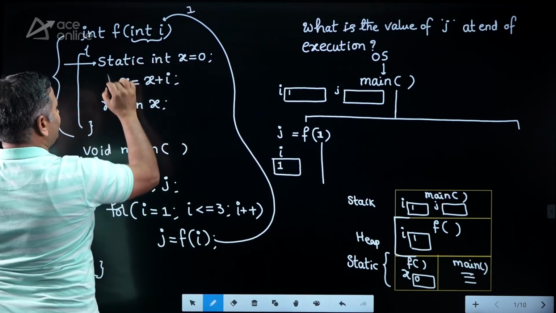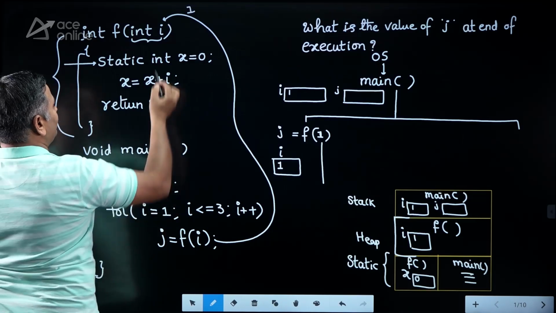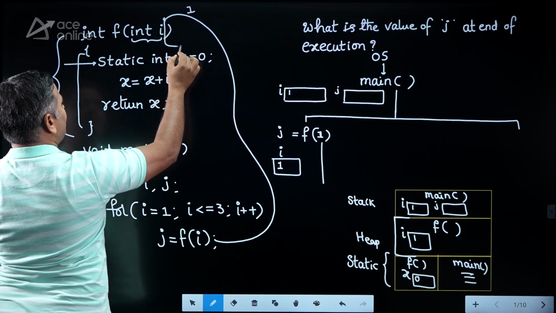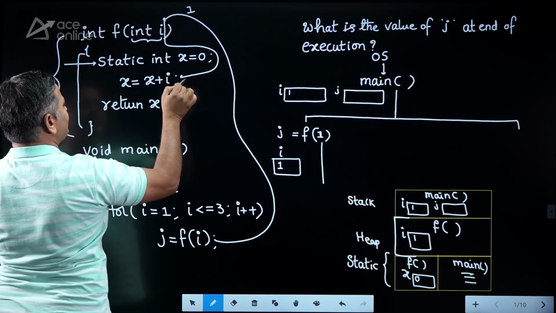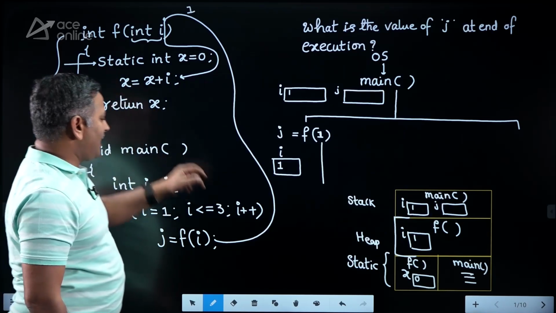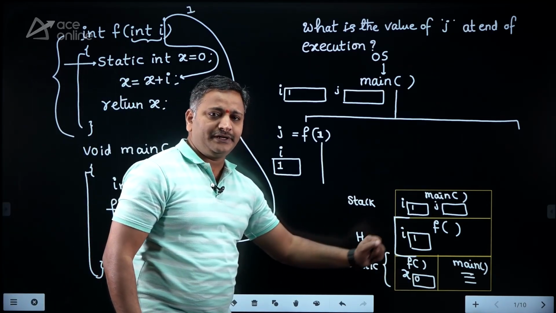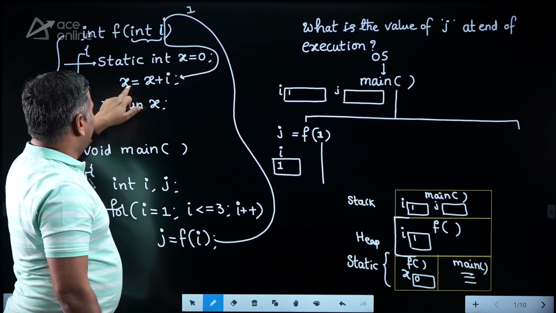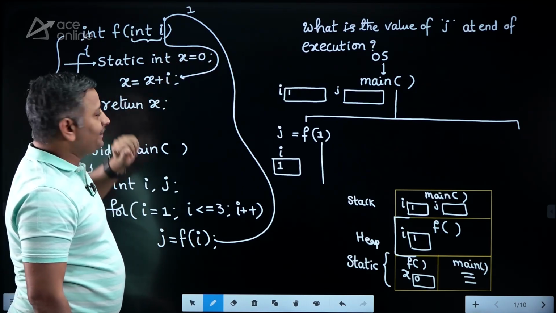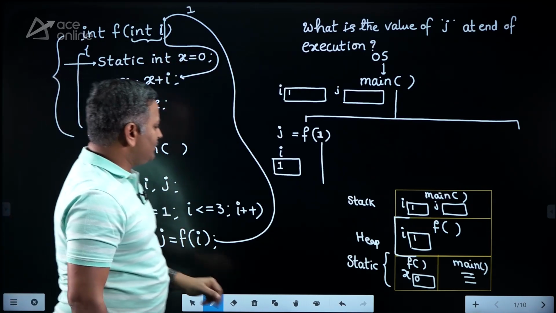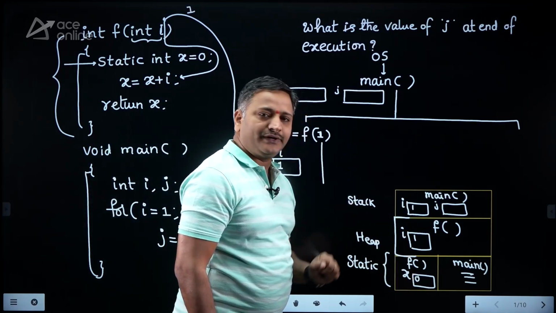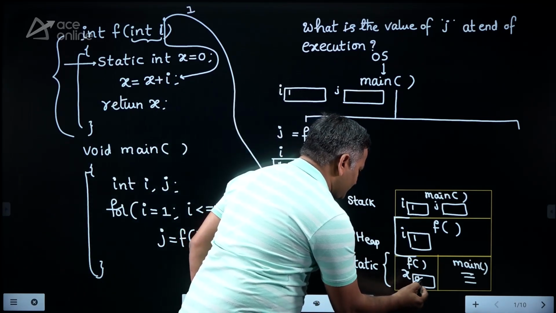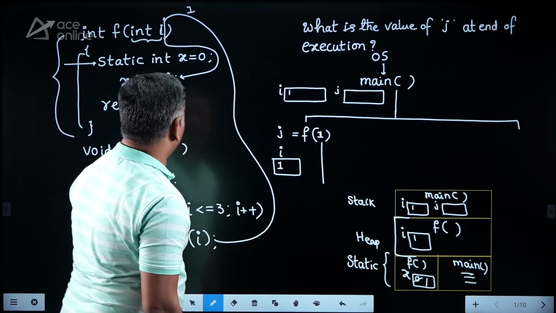Okay. Afterwards, what about the static variable? It was already created during compilation time. While you are running the program, during runtime, this line will be skipped and the next line will be executed, because the initialization x is equal to 0 has already happened, right? So during runtime it executes x is equal to x plus I. Here x is 0 and I is 1. So 0 plus 1 equals 1, friends. Okay, x value is 1.